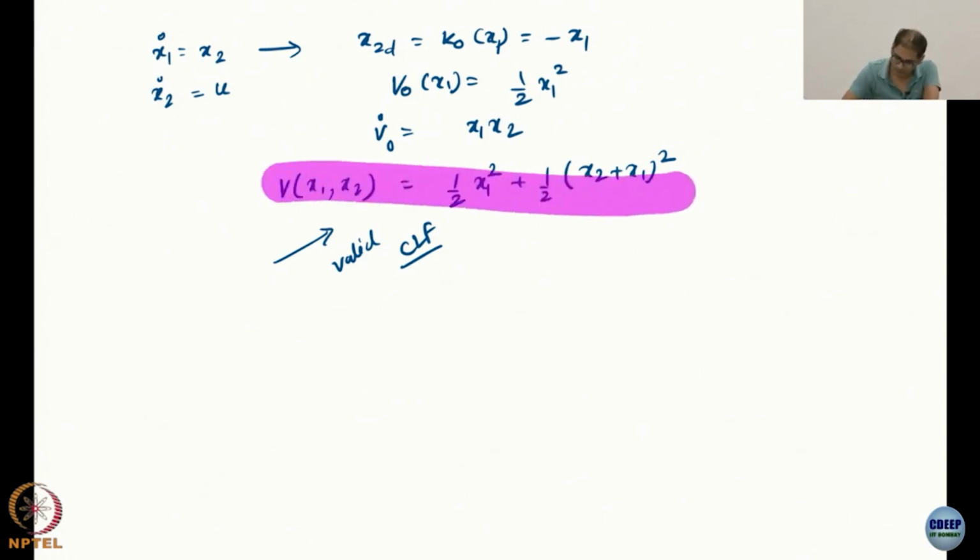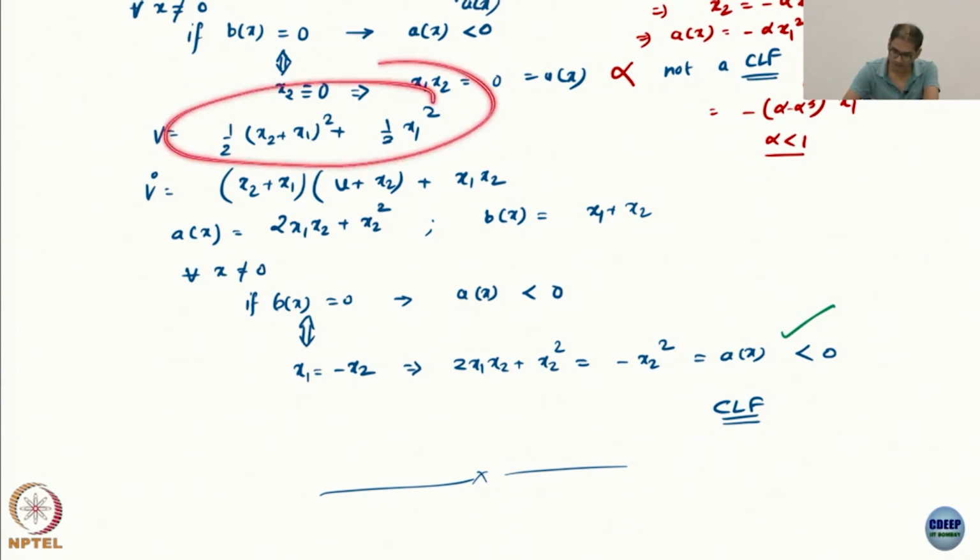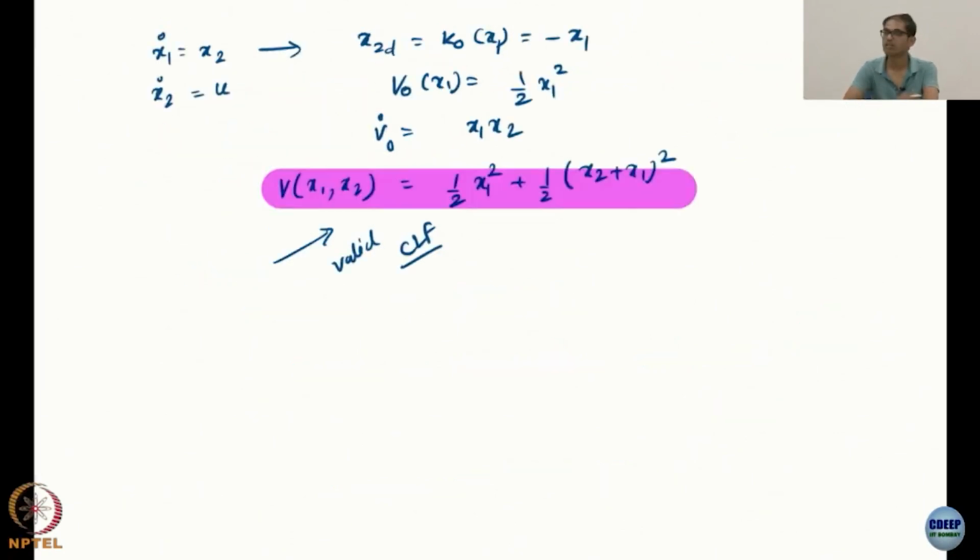We just saw this, right? Here. Yeah, half x1 squared plus half x1 plus x2 squared. Okay, so the motivation for writing this was exactly backstepping, because I know that this will work for this particular system. So it's actually rather powerful.